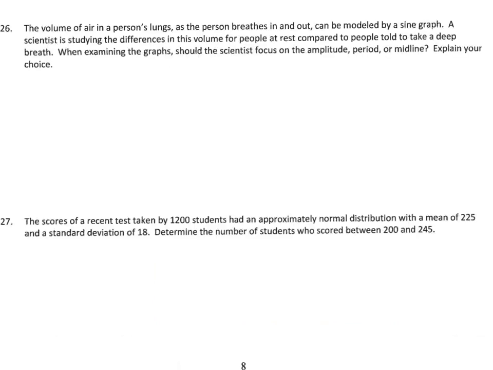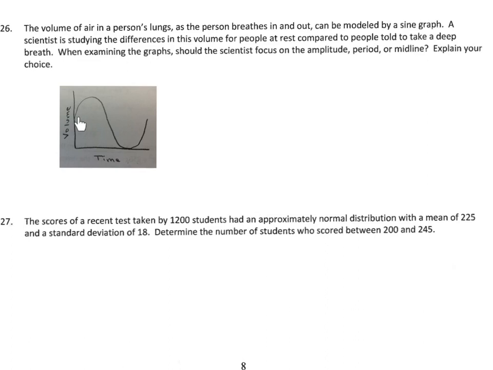The volume of air in a person's lungs as the person breathes in and out can be modeled by a sine graph. So this is what I picture: the person's breathing in, and there's more volume of air in the lungs, and then they're breathing out, and there's less, and then it goes back to normal again. Then they breathe in and out, so it continues on and on. The scientist is studying the difference in this volume for people at rest compared to people told to take a deep breath. When examining the graphs, should the scientist focus on the amplitude, period, or midline?